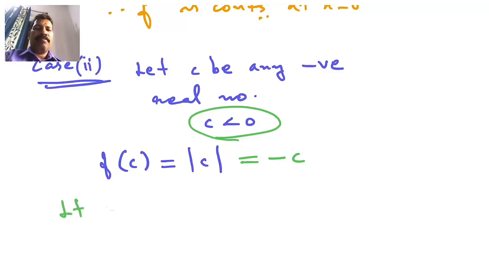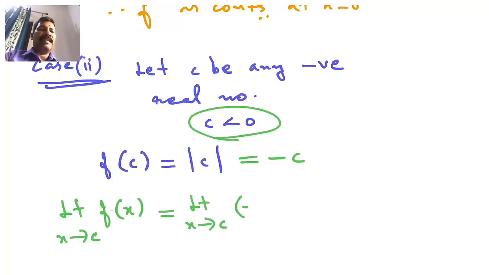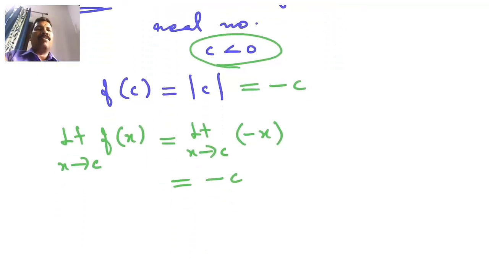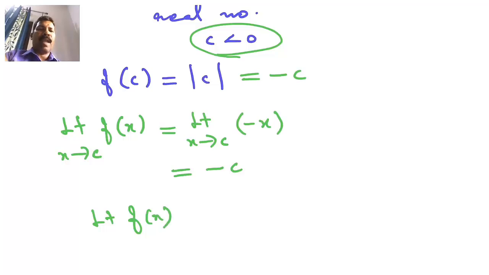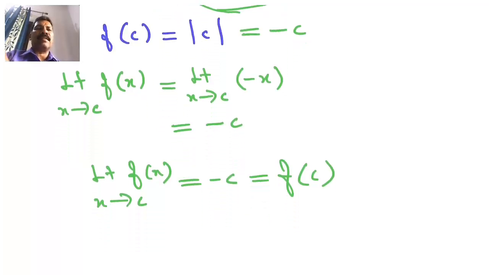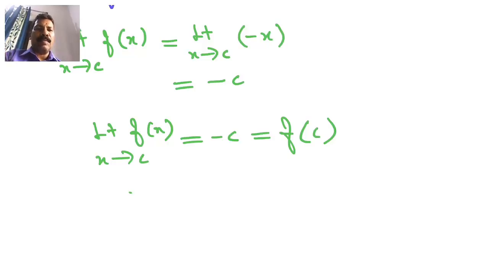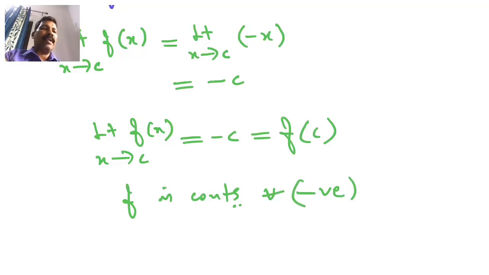Now what is the limit of the function f(x) as x tends to c? Here f(x) is negative x, because x is becoming c and c is negative. So that is equal to the limit of negative x as x tends to c, that is negative c. Then what we see is that the limit of f(x) as x tends to c is equal to negative c, that is equal to the value of the function at c. Thus the function is continuous for all negative real numbers.